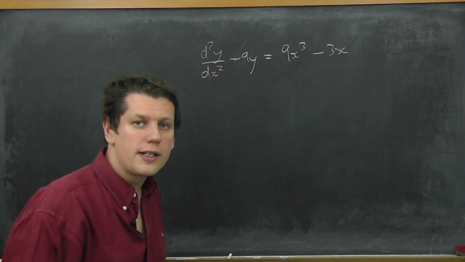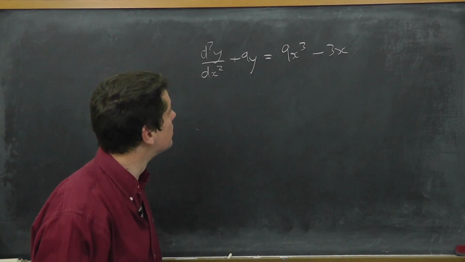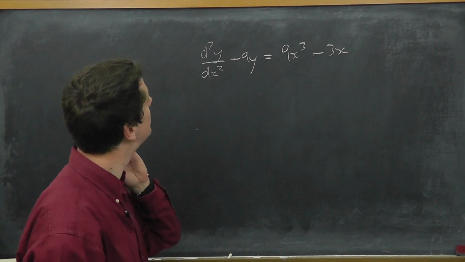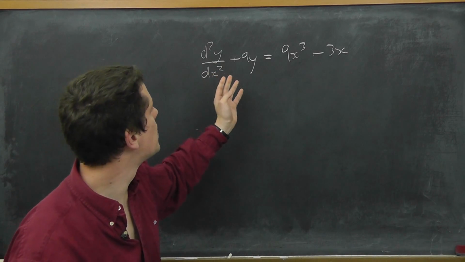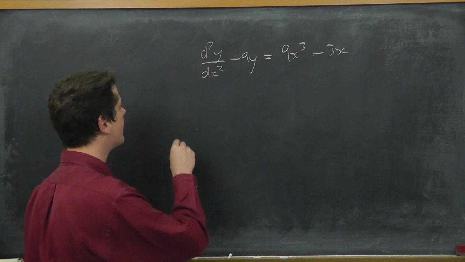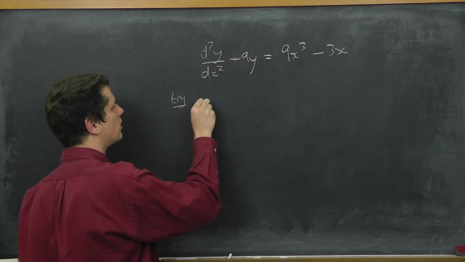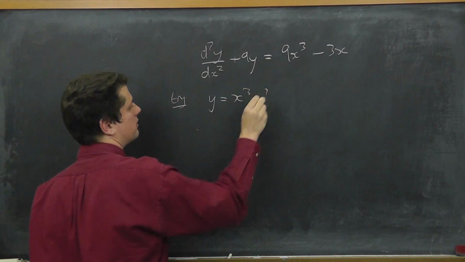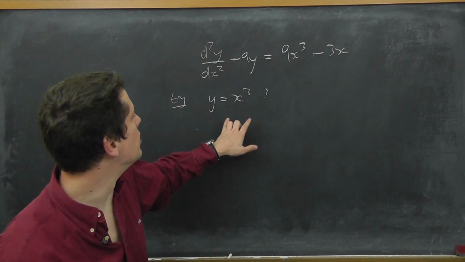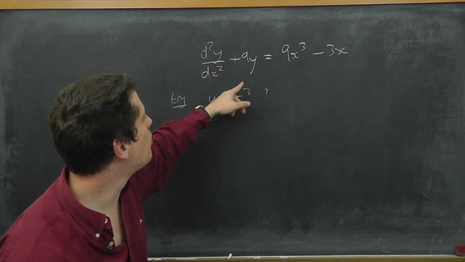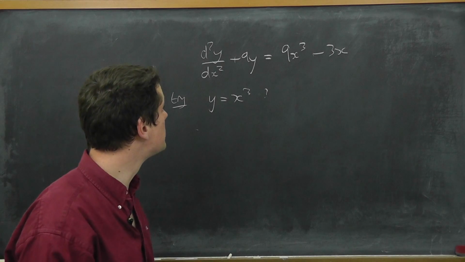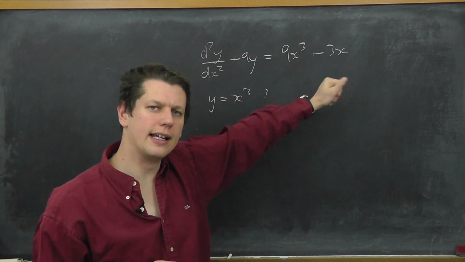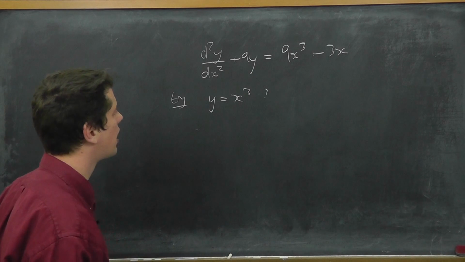So it's a good idea when trying to find a particular integral to look for something that's a bit like the right-hand side. So when we look at this, we might have the idea of trying y equals x cubed, because we can see that 9y will give us 9x cubed, and the second derivative of x cubed will give us something linear in x. So at least we'll be kind of close.